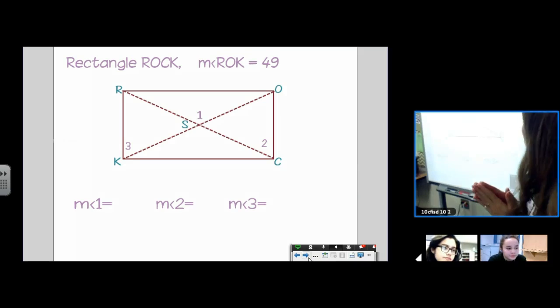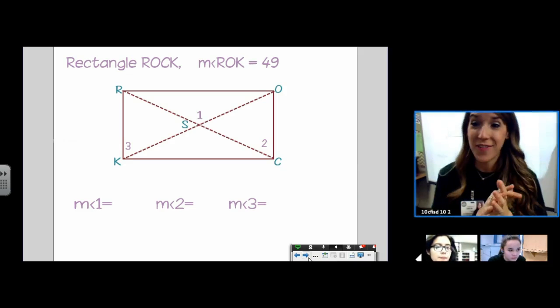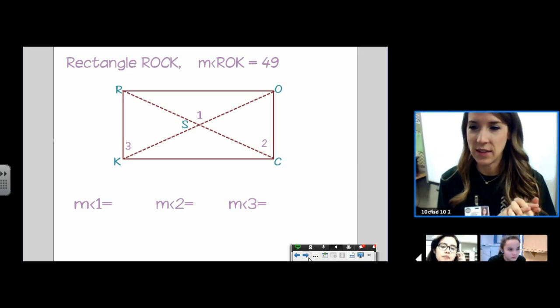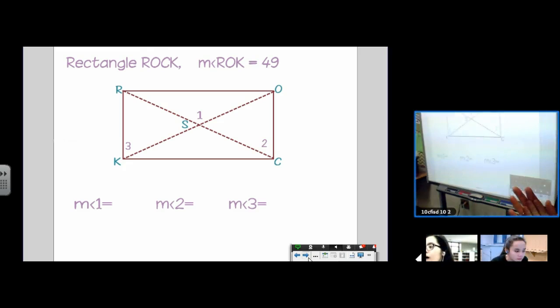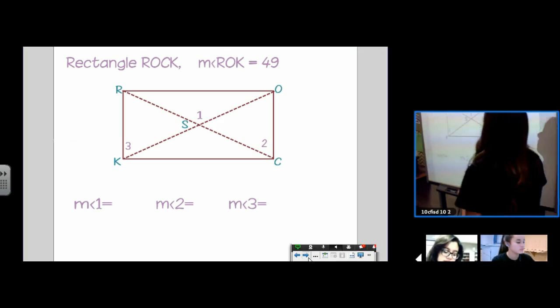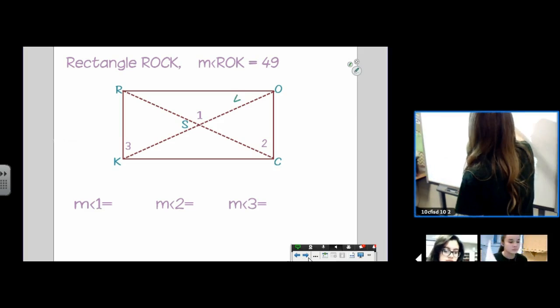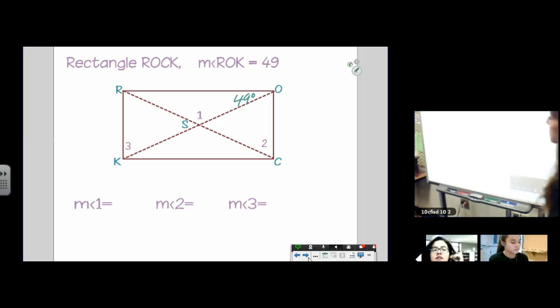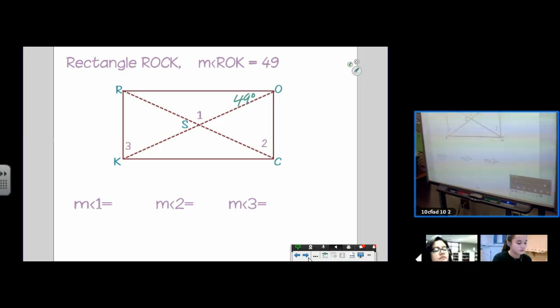Here's another rectangle rock, same rectangle. Now we're going to find some missing angles. See if you can solve for the missing angles in a rectangle. All right, we know the angle ROK is 49, and that's all we know. And we're supposed to find all of those missing angles. Now, this rectangle problem is a little bit different.